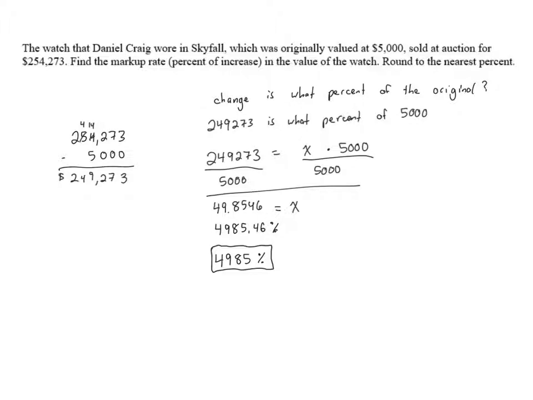Some students get a little bit confused when they see this, because this is more than 100%. When we have a markup rate, oftentimes the markup rate is going to be much more than 100%. If an item ends up being owned or used by a celebrity and then it goes on sale, it's going to skyrocket in value.